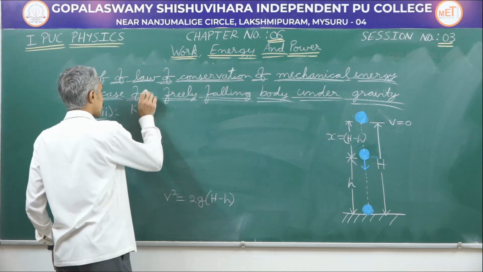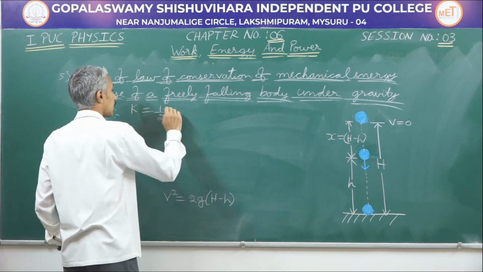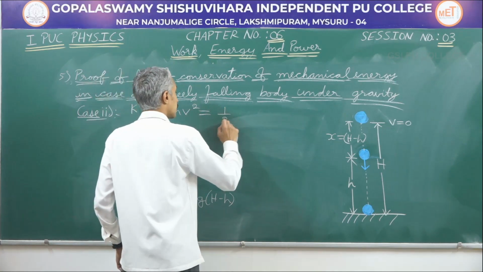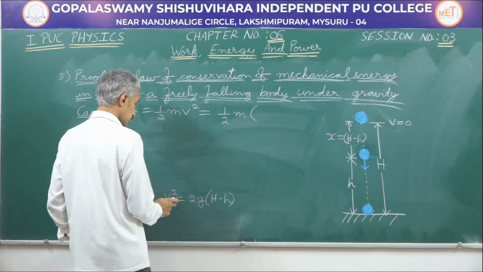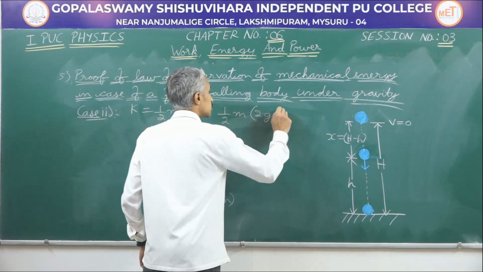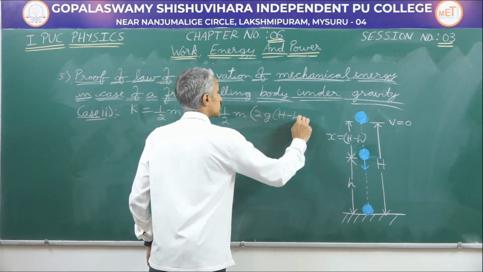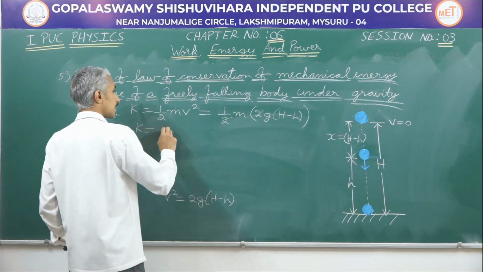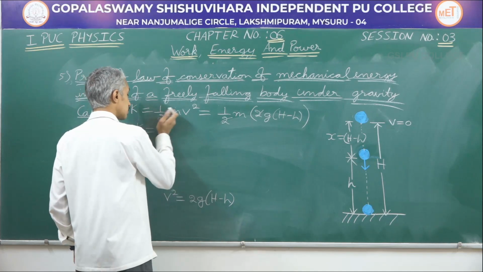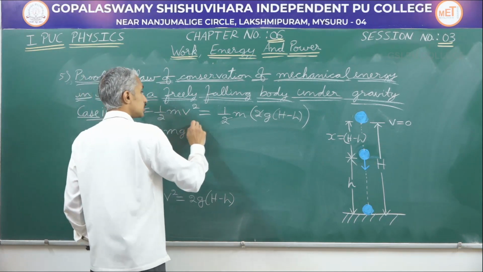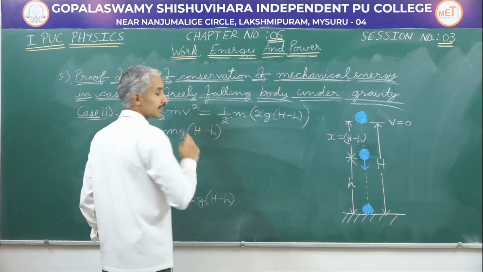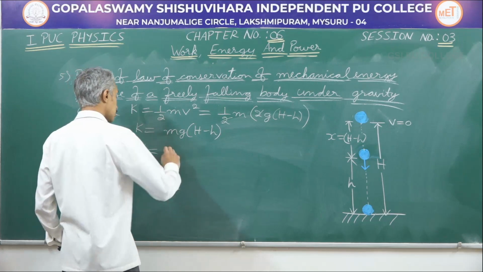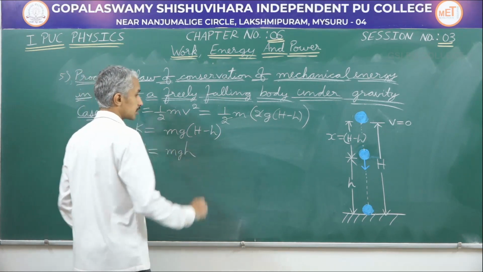So now the kinetic energy, which is given by half mv square, can be written as half m, in place of v square it is 2g into capital H minus small h, 2 and 2 get cancelled, and the kinetic energy in this case is mg(H minus h). Further, potential energy in this case is going to be mgh.